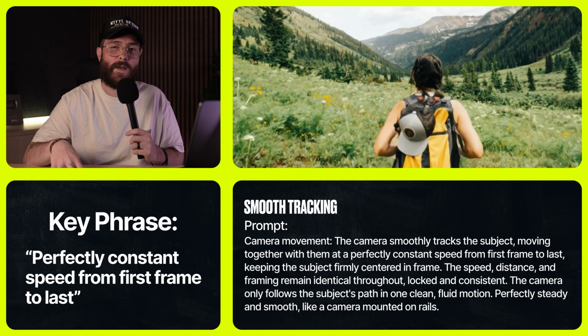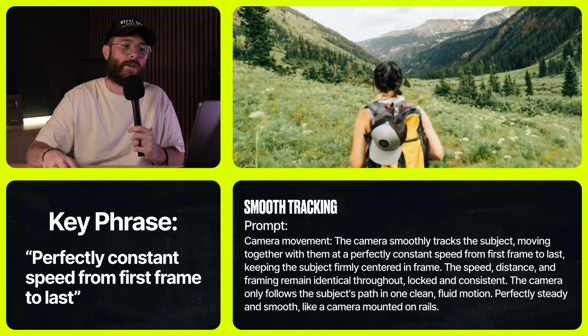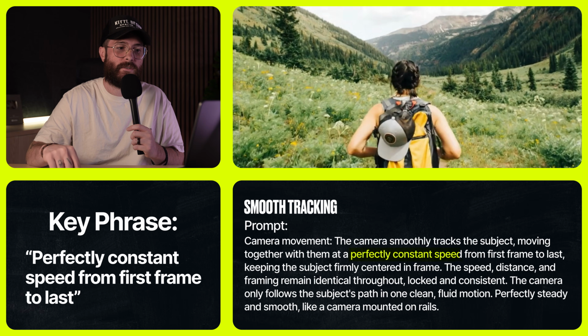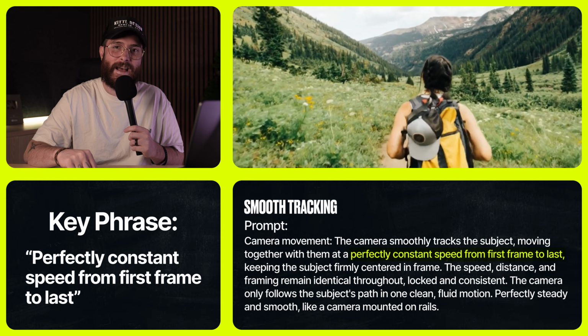All right, the last prompt we're gonna look at is called smooth tracking. Again, sounding kind of simple, but hard to execute. It's simple because it's really just a camera movement that follows your subject, but it's difficult because we need that subject to almost appear as though they're gliding or standing in the same place while moving back. The speed between your subject and camera have to feel identical. So you're gonna type in perfectly constant speed from first frame to last frame.